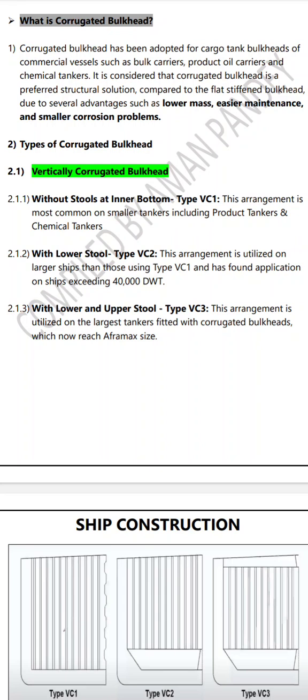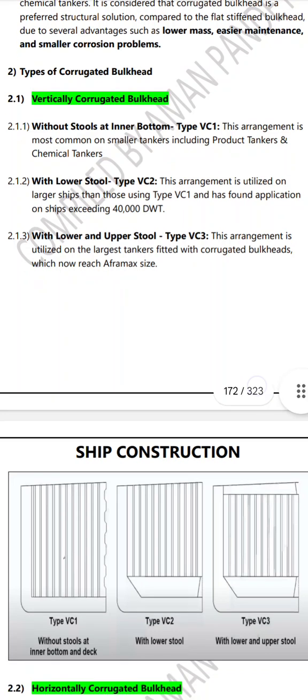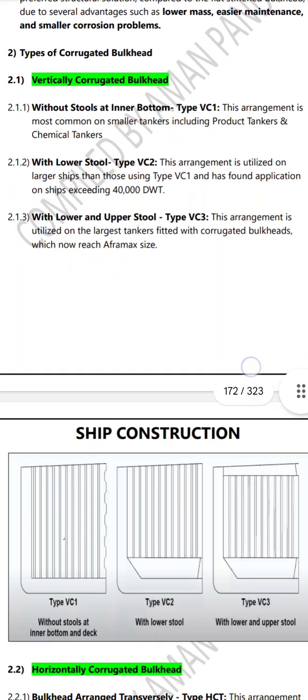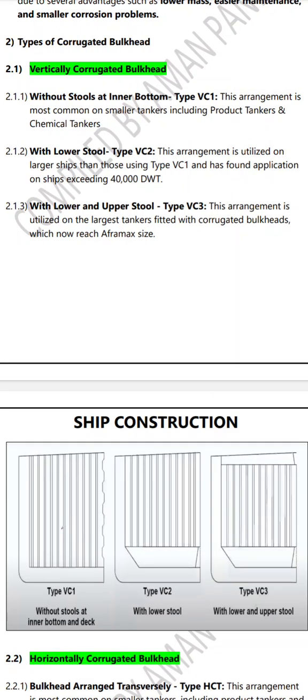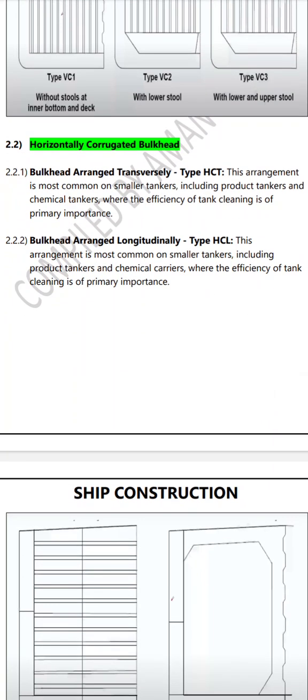Types of corrugated bulkhead without stool at the inner bottom. VC1 is seen in this arrangement, mostly on small tankers including product and chemical tankers. VC2: this arrangement is utilized on larger ships than VC1 and has found application on ships exceeding 40,000 deadweight. And VC3: this arrangement utilizes the largest tank fitted corrugated bulkhead, on Aframax. Horizontally corrugated bulkhead: this arrangement is most common on smaller tankers and chemical tankers, where efficiency is primary.